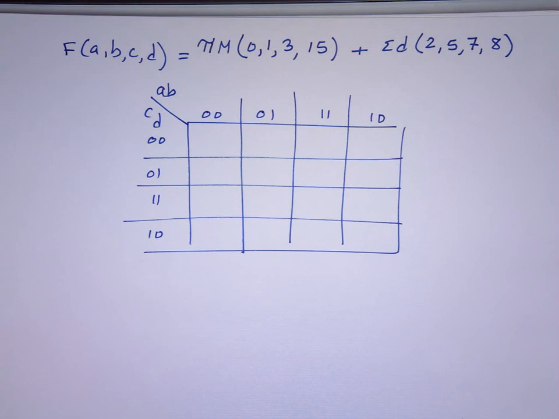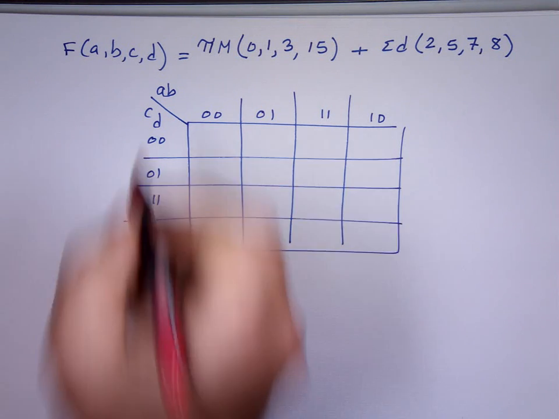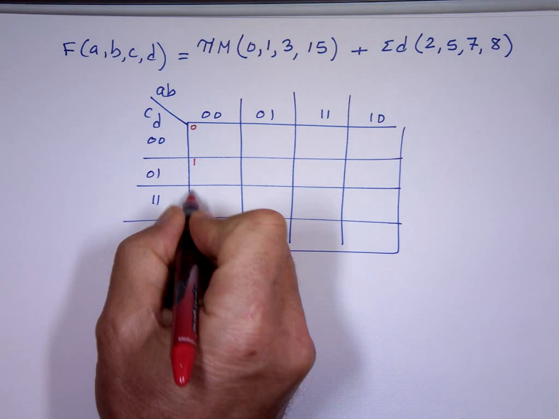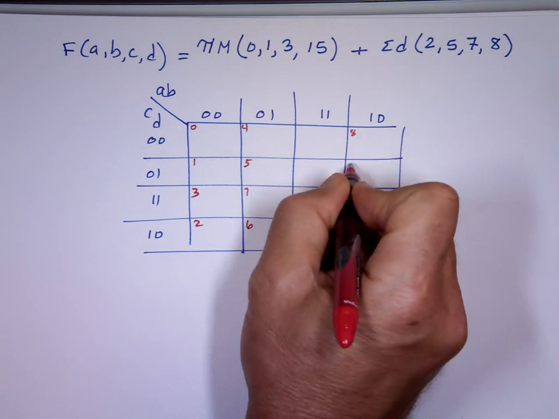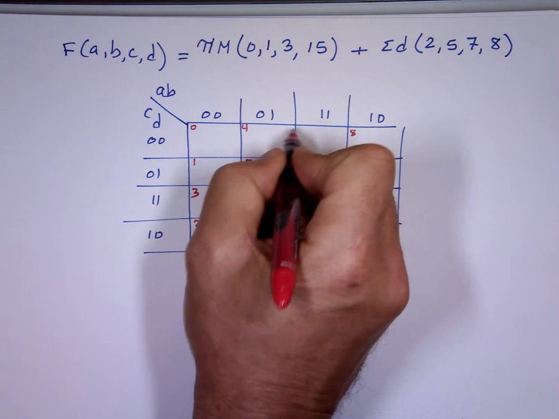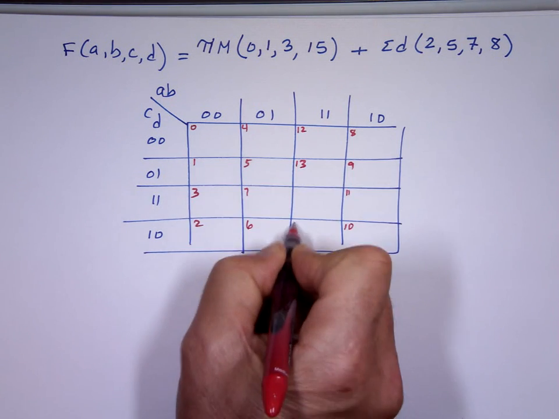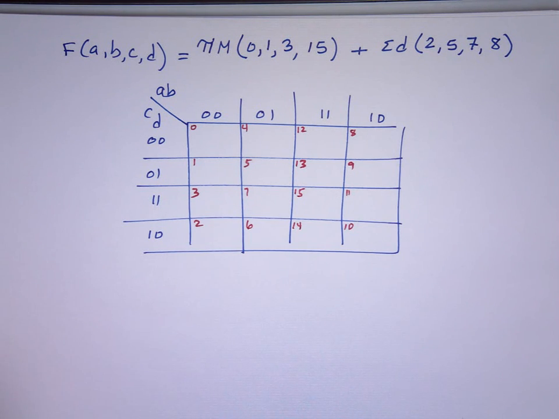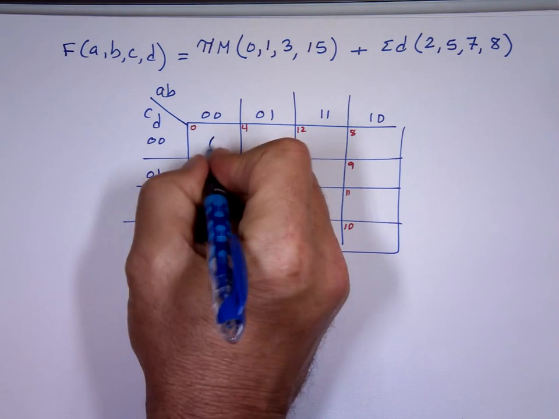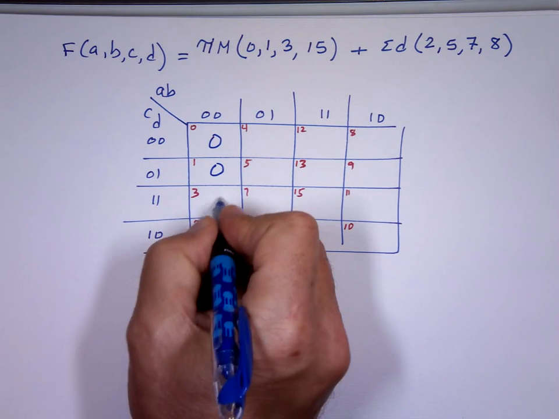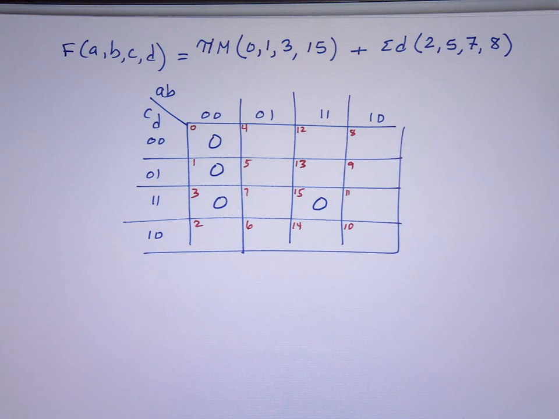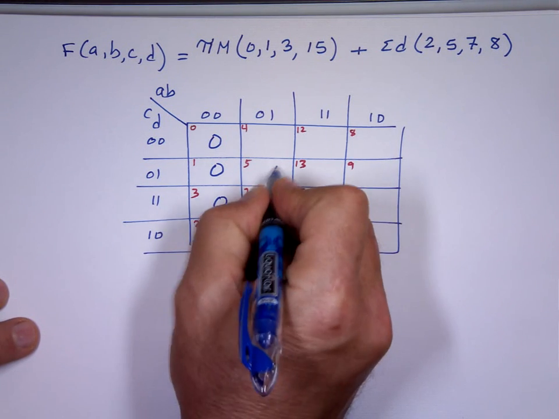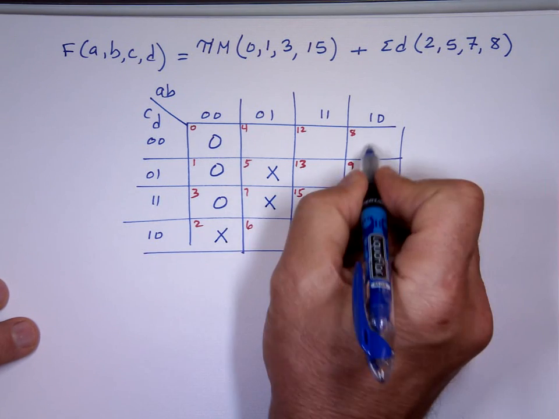Okay, we're gonna have zeros. Let me label them again so I don't have to keep hunting for them. 0, 1, 2, 3, 4, 5, 6, 7, 8, 9, 10, 11, 12, 13, 14, 15. We're gonna have a 0 at 0, at 1, at 3, at 15. We're going to have a don't care at 2, at 5, 7, 8. The rest are ones.